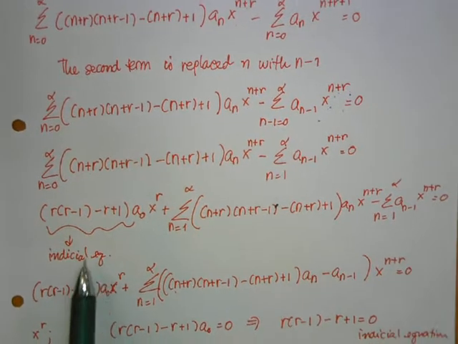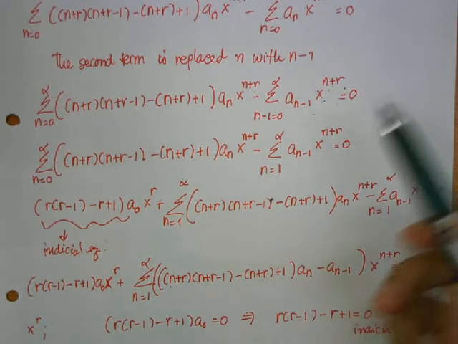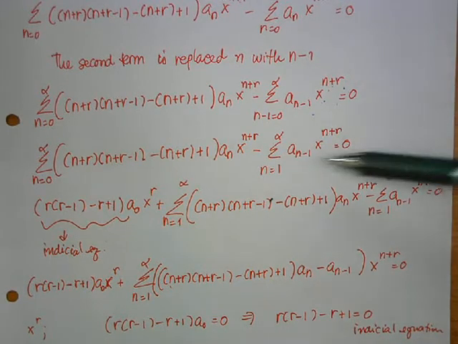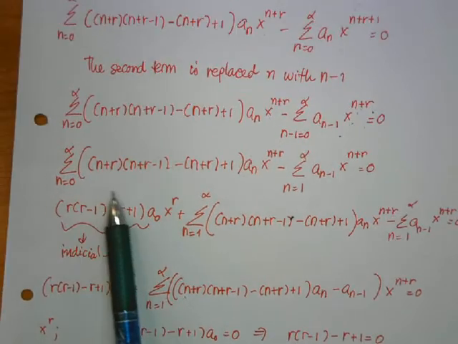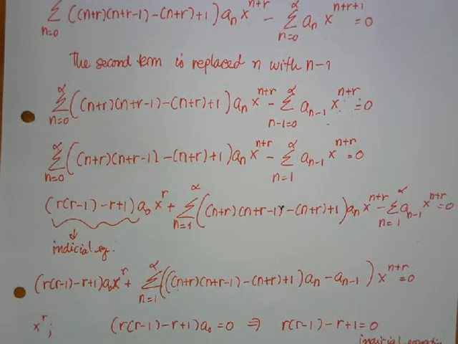So if, like I said, you don't need to use the formula to find the value of r. If you are quite sure that the process that you are doing from the beginning up to this point is right, you can take this as an indicial equation. Okay?